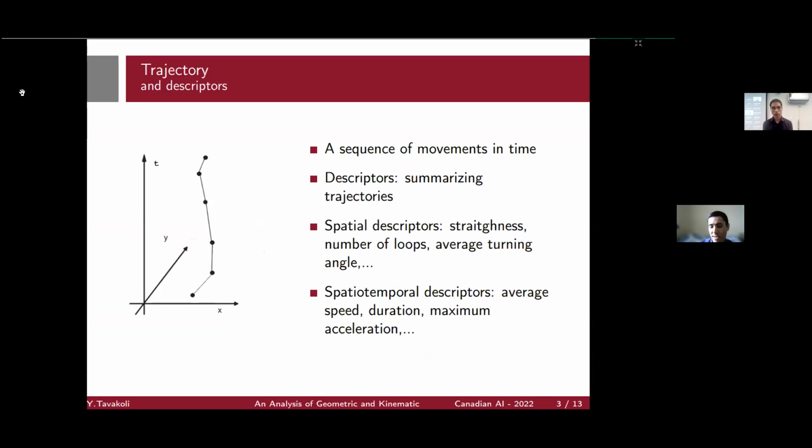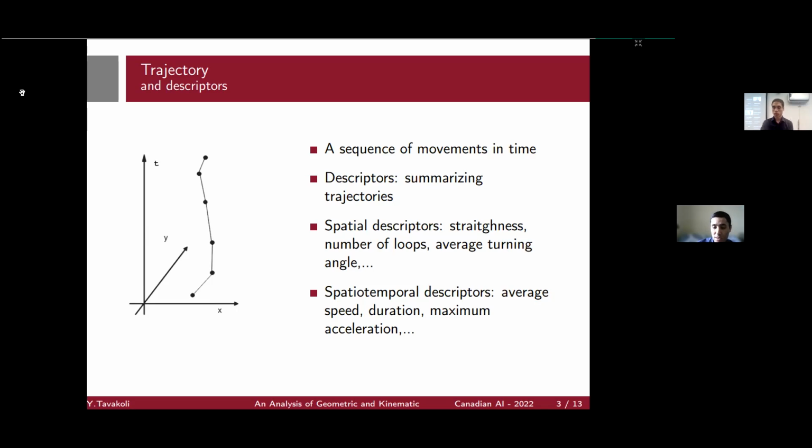The raw data in classification of moving objects is trajectory. A trajectory is a sequence of movements in time as depicted in the figure. Now, classification of trajectories per se is inefficient. As a workaround, researchers and practitioners employ descriptors. A descriptor basically is a scalar which summarizes a trajectory from a certain aspect.